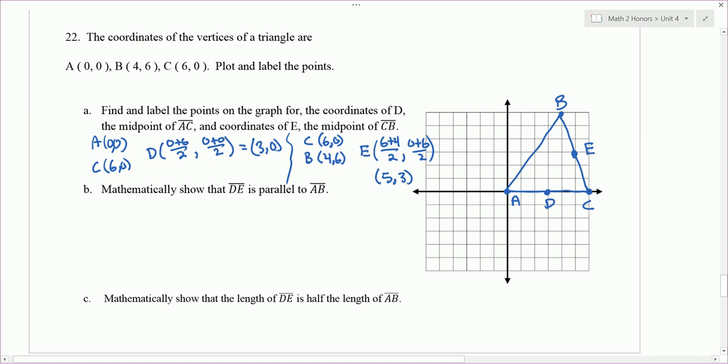B asks us to show mathematically that DE is parallel to AB. Graphically, segments are parallel if they have the same slope. So let's look at the slopes and show they're the same. The slope of AB, we could just count rise over run. So we're going up 1, 2, 3, 4, 5, 6, right 1, 2, 3, 4, which reduces to 3 over 2.